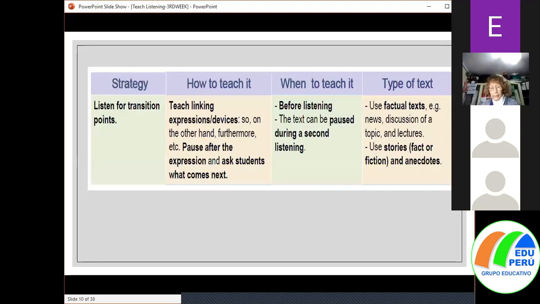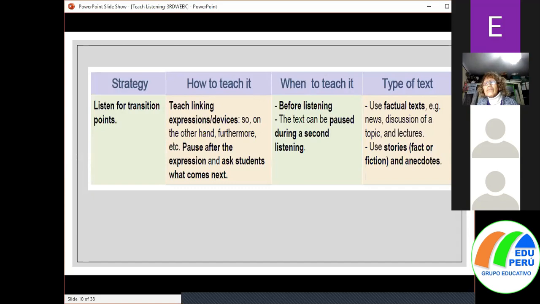And here the last one is listen for transition points. How to teach it? Teach linking expressions and devices. So on the other hand, furthermore, those are the linking expressions and devices. Pause after the expression and ask the students what comes next. So they must predict what is the next part. You stop, you make a pause after these linkings, after these devices, and you could ask your students, what comes next? What will it be next after this phrase or expression?